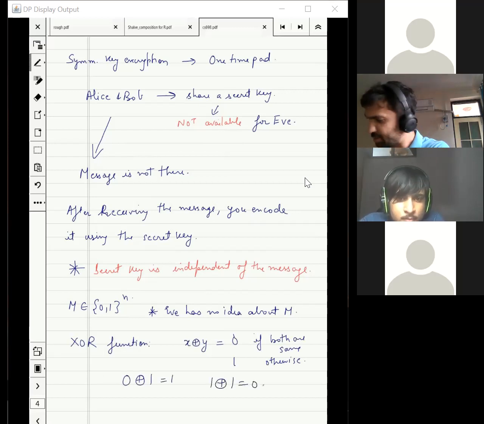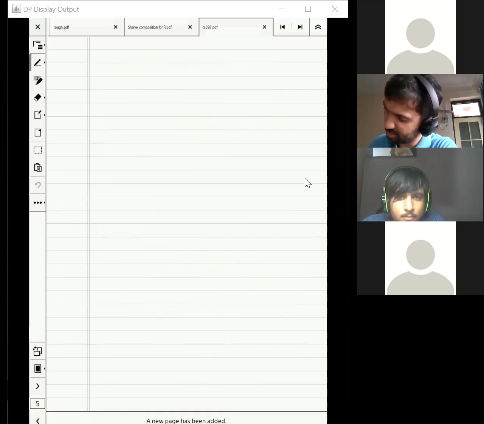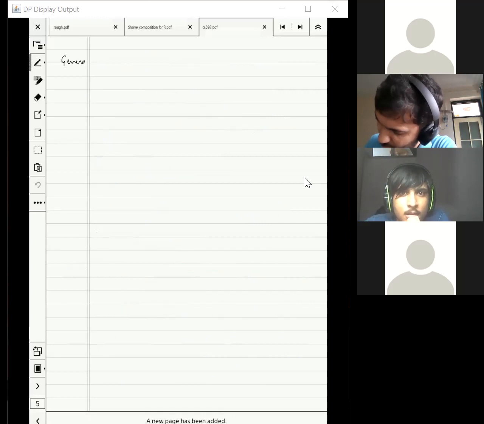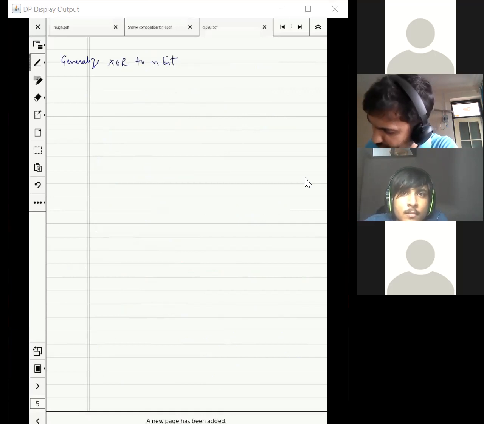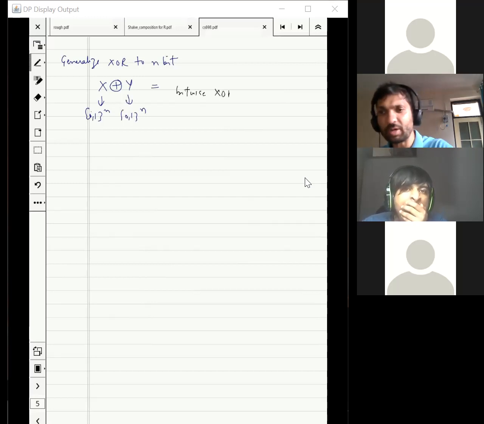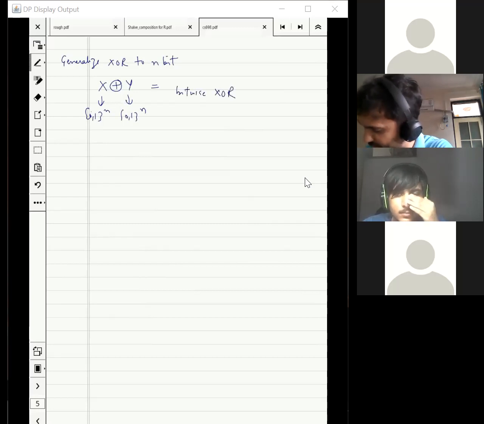And now, knowing this, you can generalize XOR to even n-bit strings. If x is a string in {0,1}^n and y is a string in {0,1}^n, you can just take the XOR bitwise. So at every place we take an XOR. Again, this might be too simple for you, but I just want to make sure.